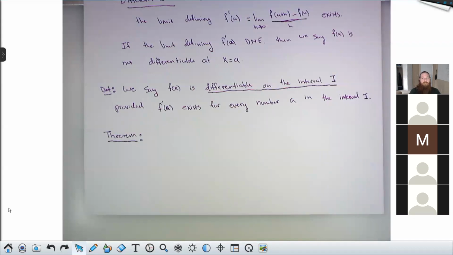Every differentiable graph is continuous, but not every continuous graph is differentiable. Perfect. You got it. You nailed it.